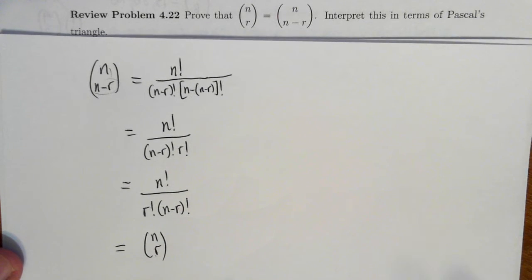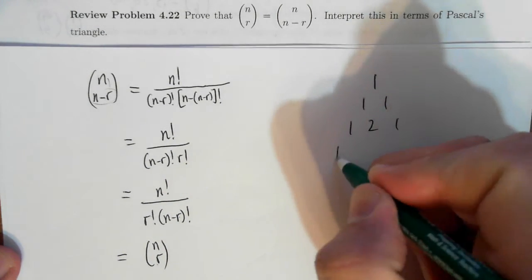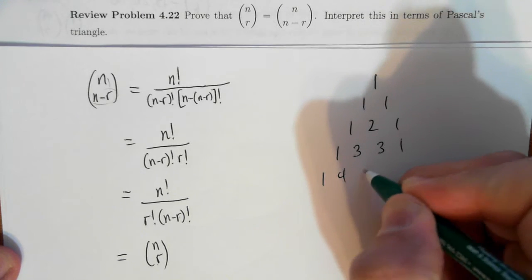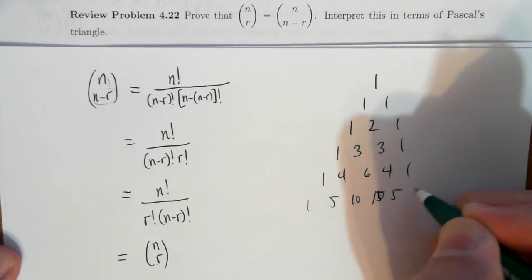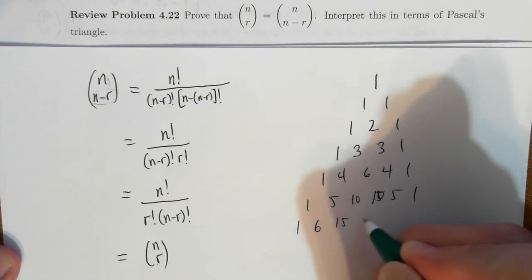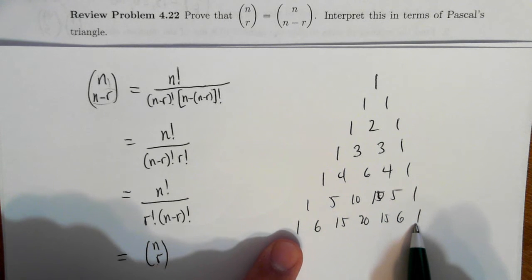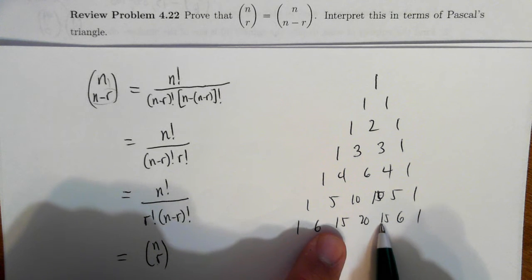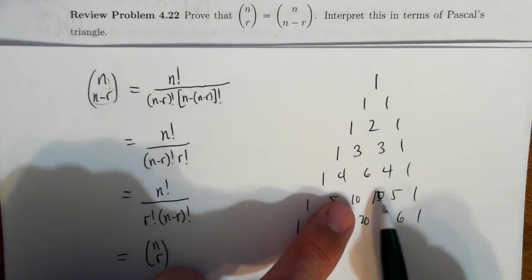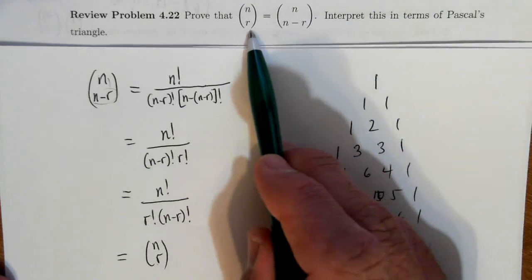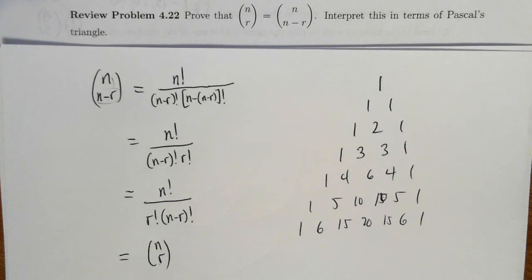Now, in terms of Pascal's triangle, this is the symmetry that we see in Pascal's triangle. So if we write out the first few rows of Pascal's triangle, 1, 5, 10, 10, 5, 1, and 1, 6, 15, 20, 15, 6, 1. In any row, if I start here, these 1s are the same, these 6s are the same, these 15s are the same, and 20 here is by itself in the middle. 1s are the same, 5s are the same, and these two 10s are the same. So this identity gives us the symmetry property of Pascal's triangle.